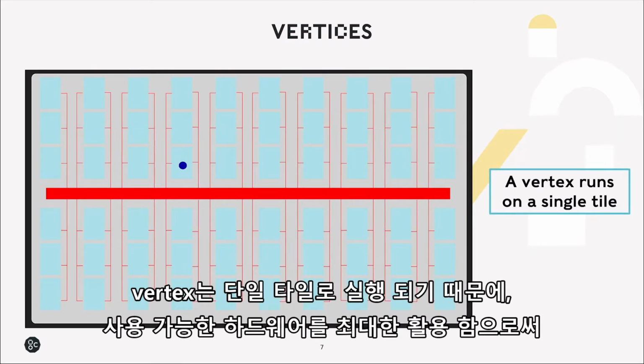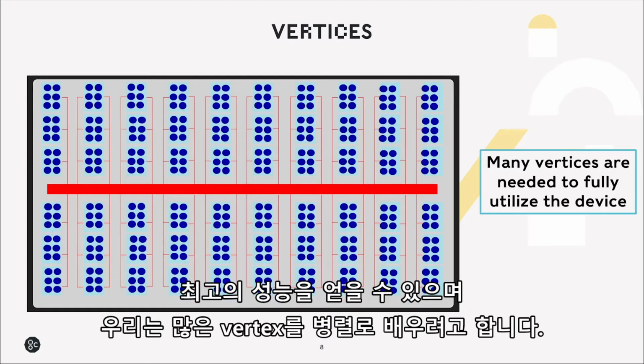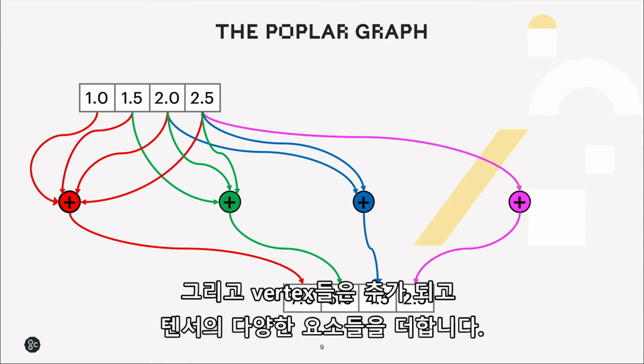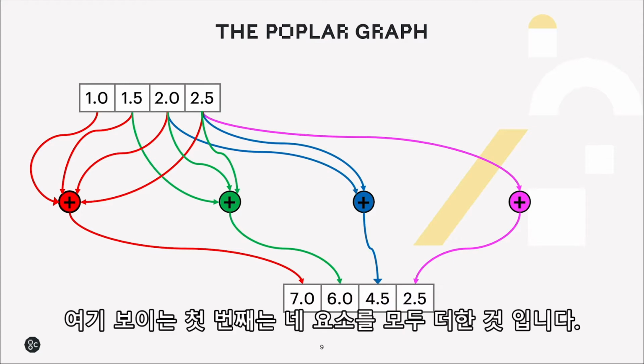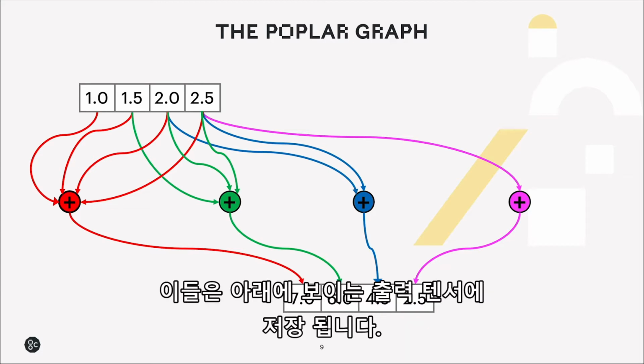A vertex runs on a single tile, so in order to get the best performance by taking best advantage of the hardware available, we want to run many vertices in parallel. So going back to this Poplar graph, in this case we have 4 input floating point numbers in a tensor, and our vertices are addition. They're just going to add up various elements of the tensors. So the first one we see here adds up all 4 elements, the second one adds up just the last 3, the third one adds up the last 2, and the fourth adds just the last 1. And these are then stored in the output tensor we see at the bottom.